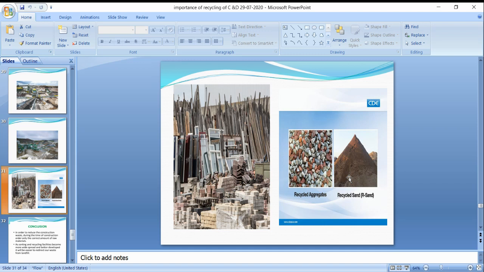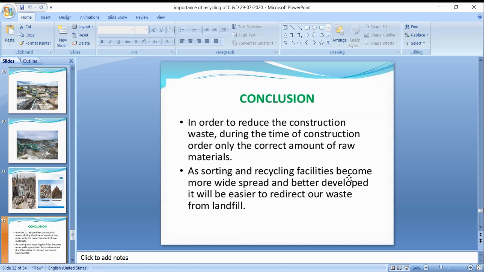Here the doors and windows which are used for the recycling, and here we say aggregate, which is formed as aggregate and sand, which can be used for road pavements, like that.